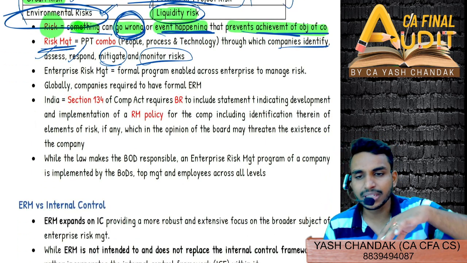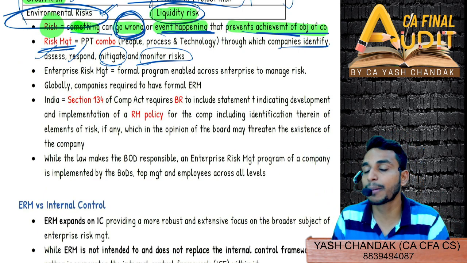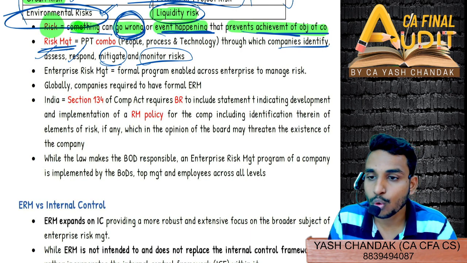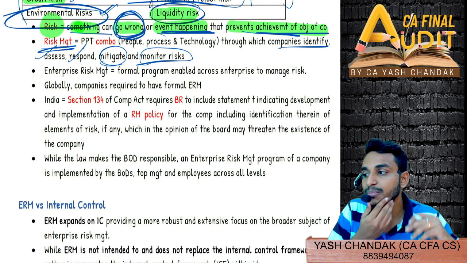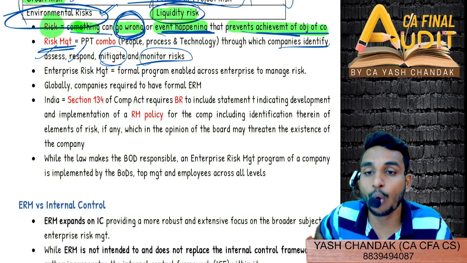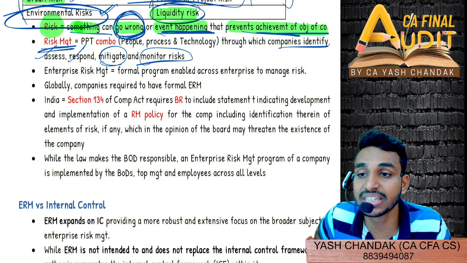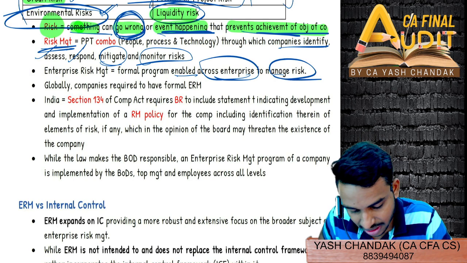So ERM is nothing but a formal program, like what we learned yesterday in chapter 3. Do you remember COSO, COBIT? These are all frameworks which can be implemented by the company. Similarly, ERM is a formal program which can be implemented by the company to mitigate all the risks that occur within the entity, within the enterprise. So it's a formal program enabled across the enterprise to manage the risk.